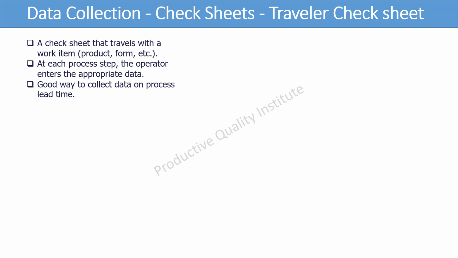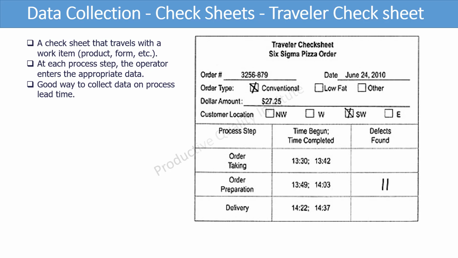Traveler check sheet is a check sheet that travels with a work item, product, form, etc. At each process step, the operator enters the appropriate data. Good way to collect data on process lead time.